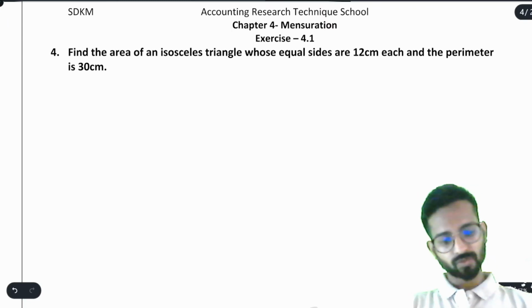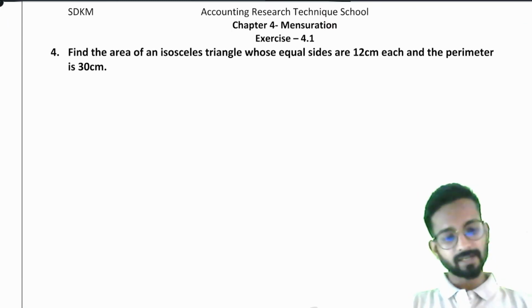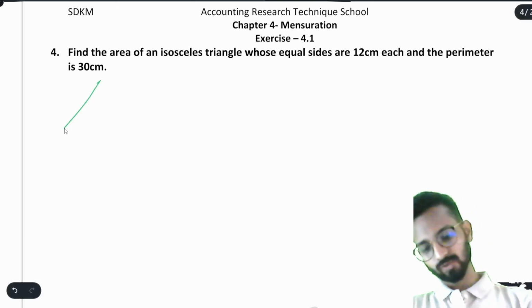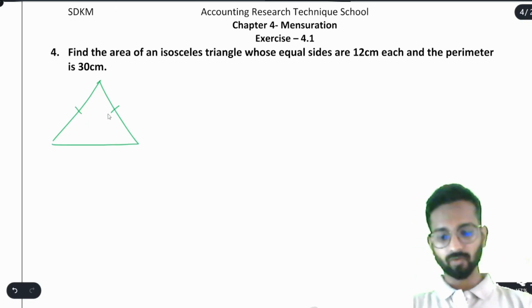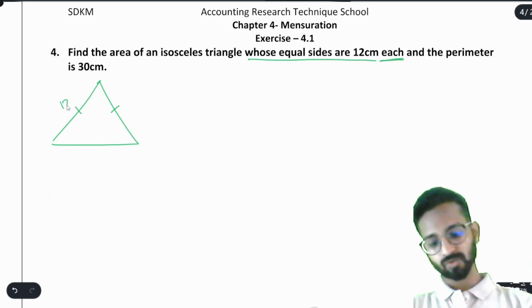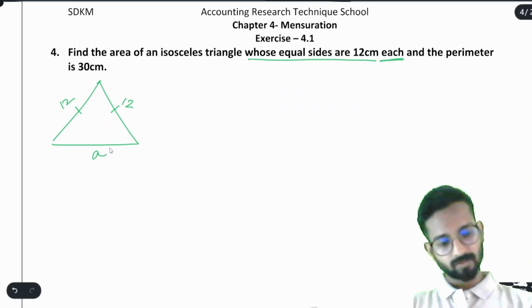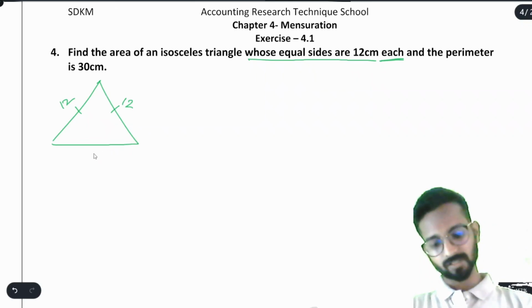Find the area of an isosceles triangle whose equal sides are 12 centimeter each, and the perimeter is 30 centimeter. See, very easy. Isosceles triangle means where the two sides are equal. Now they are saying whose equal sides are 12 centimeter each. So I can say this is also 12, this is also 12, and the perimeter is 30. Suppose this is the third side, say a, or I can say b, because a is already used in the formula for the isosceles triangle that I will tell you in this question itself.